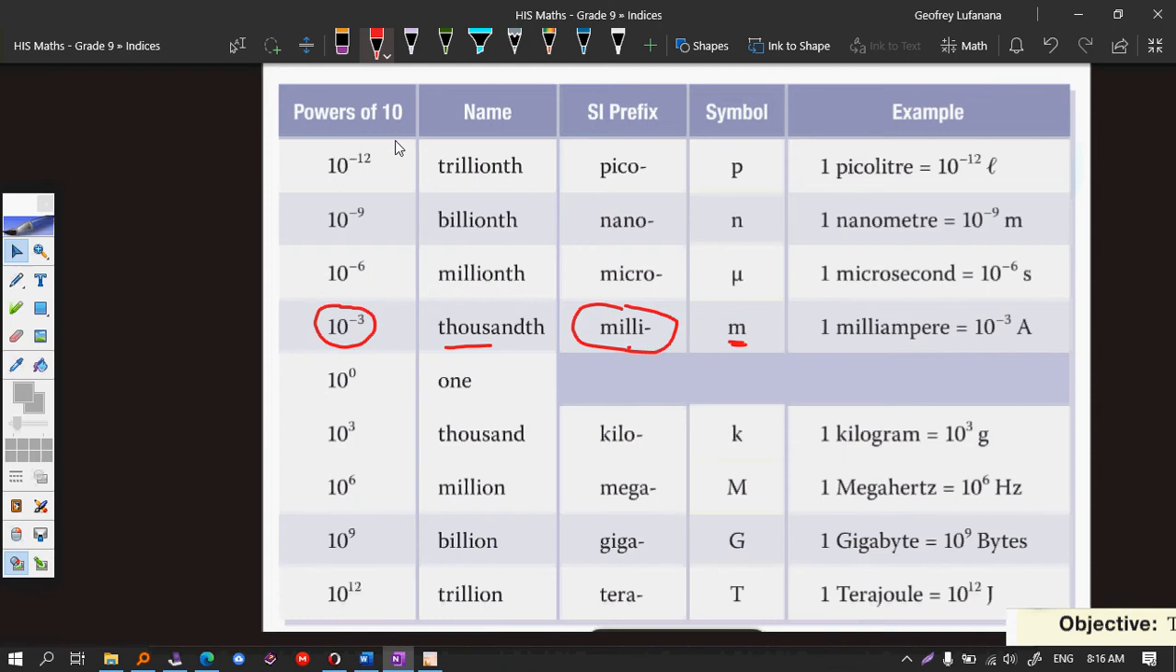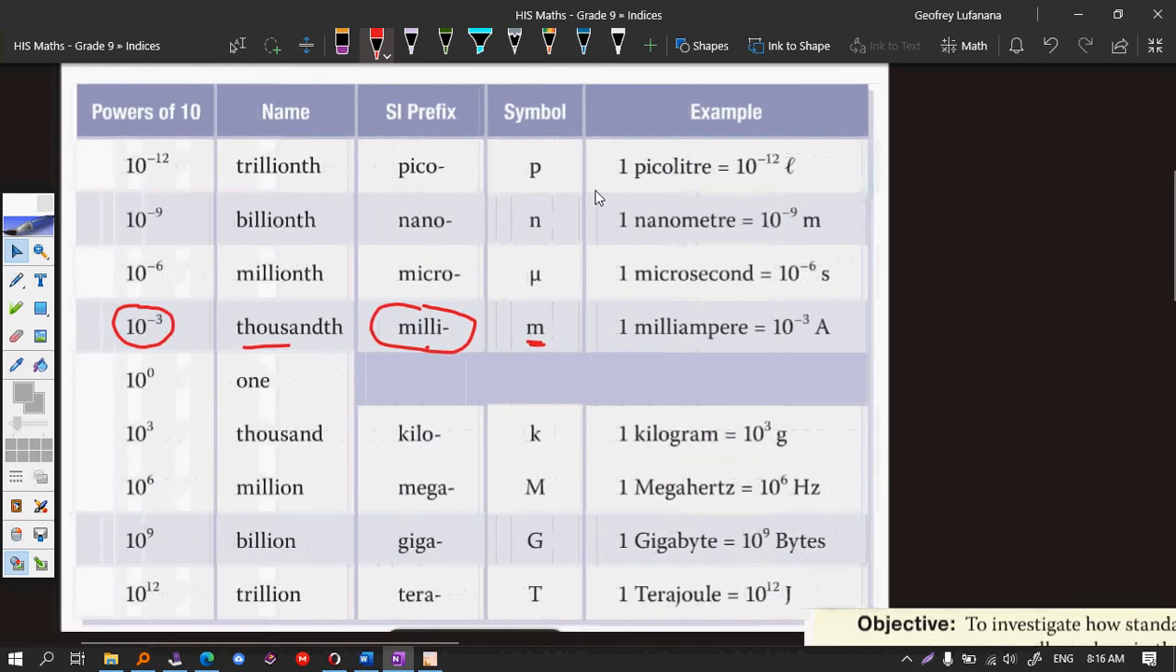So in real life, you would measure the amount of a liquid in milliliters. For example, if you're going to take an injection, the amount of liquid you might have there could be in milliliters. That basically means 10 to the power negative 3 of a liter. So if you have 20 milliliters, that means you have 20 times 10 to the power negative 3 of a liter.